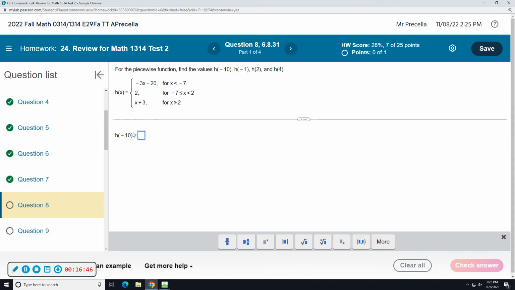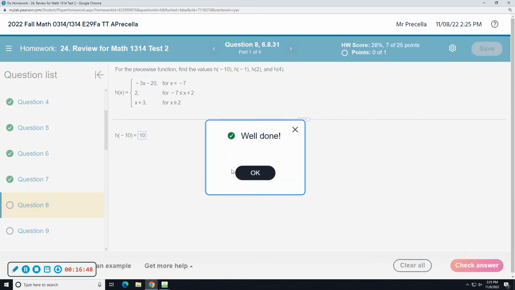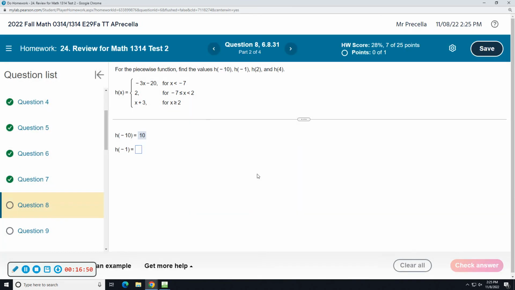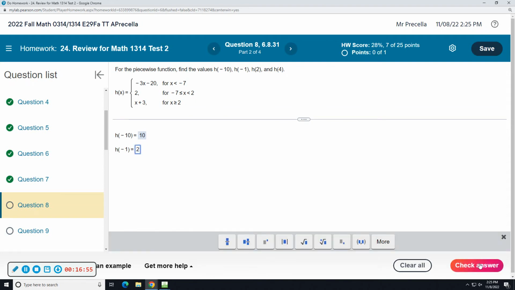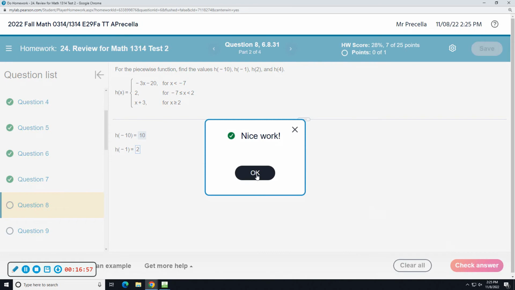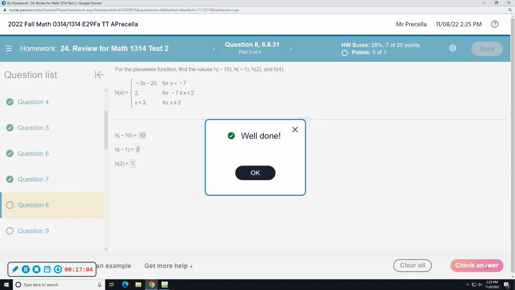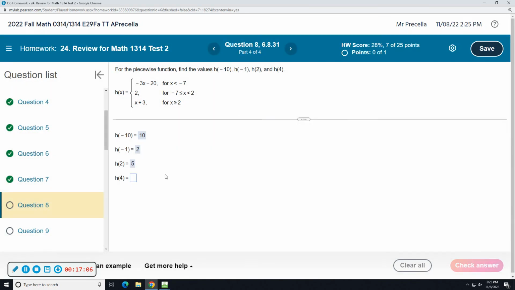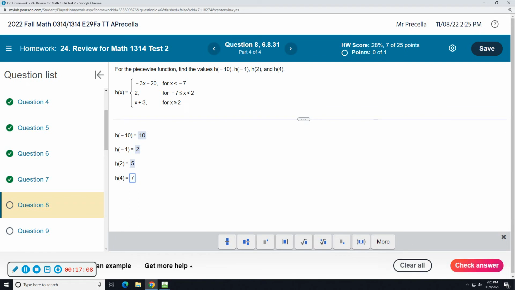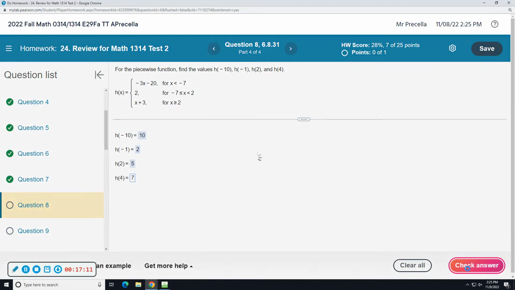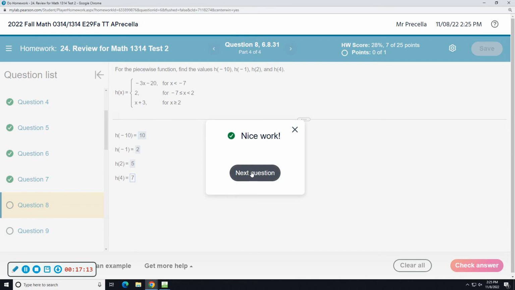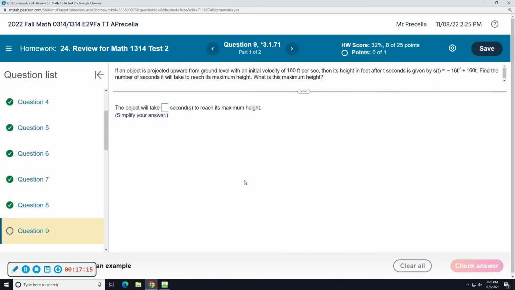So we have the first one is 10. Then h of negative 1 is 2. H of 2 is 5. And h of 4 we said was 7. Oh, number 9.